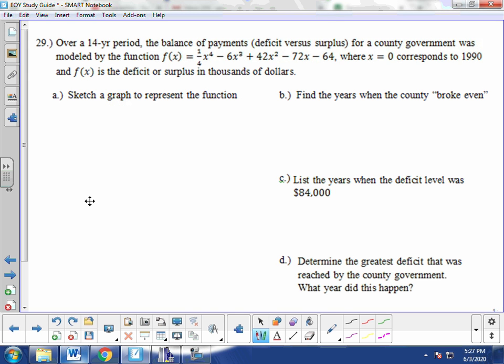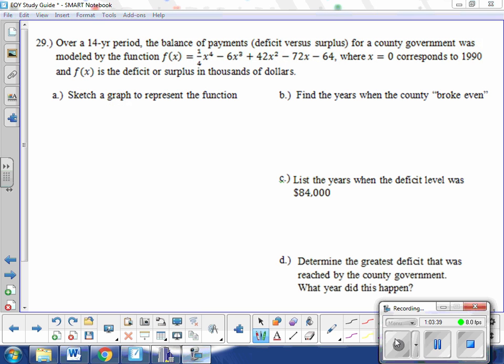So 29 says, over a 14-year period, the balance of payments, deficit versus surplus, for a county government was modeled by the function f of x equals 1/4 x to the fourth minus 6x cubed plus 42x squared minus 72x minus 64, where x equals 0 corresponds to 1990 and f of x is the deficit or surplus in thousands of dollars. In part A, it says to sketch a graph to represent the function.